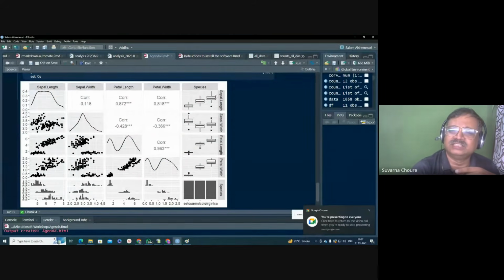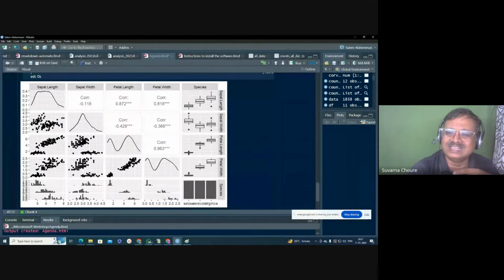For sepal length, the distribution is different. For sepal width, the distribution is different. For petal length, you can see that in variety virginica, petal length is quite large. In variety setosa, petal length is very small. And in variety setosa, petal width is small. In varieties versicolor and virginica, petal lengths are larger.